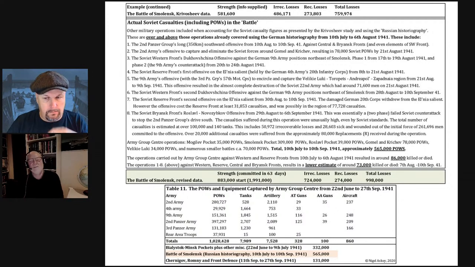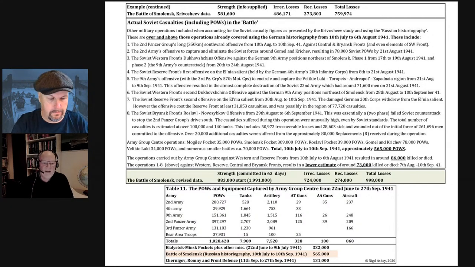So I have quite strong opinions about this, because I think what's been done here is that people are then saying, well, the conclusion is therefore the Battle of Smolensk ended on the 10th of September, so the Germans couldn't possibly advance on Moscow until they'd finished the Battle of Smolensk, so they couldn't have advanced until October. That's the argument.